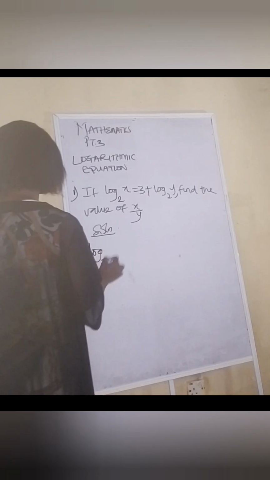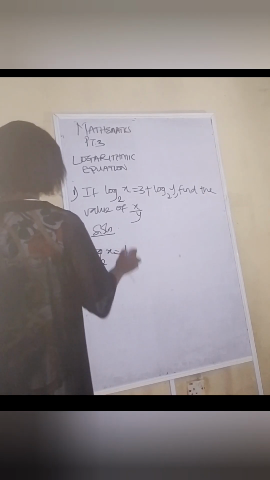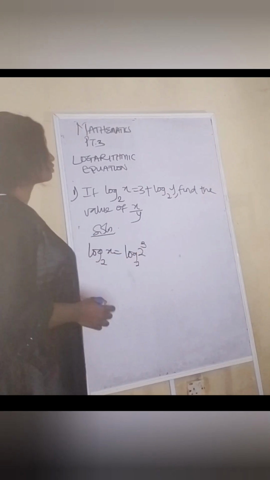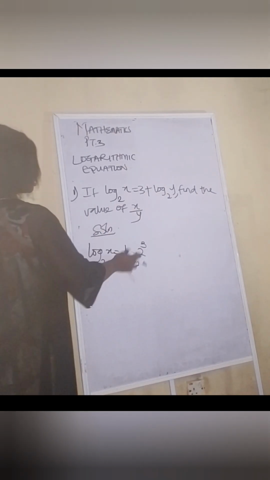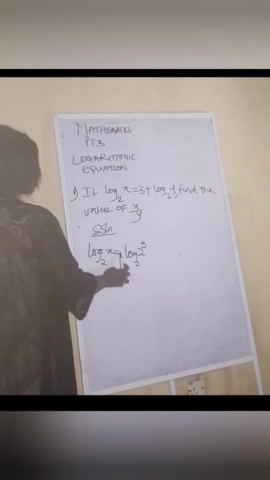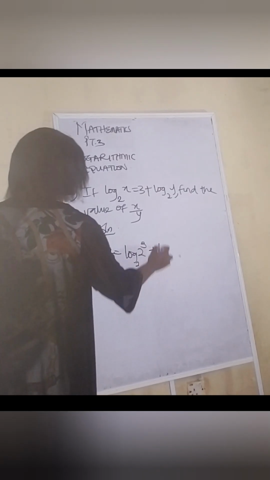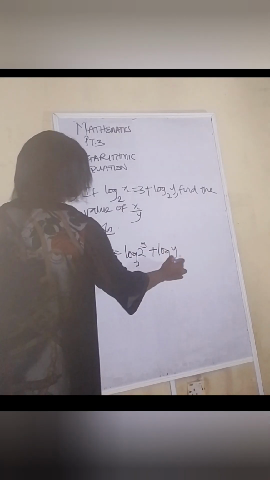So this 3 now, we change this 3 to log. So how are we going to do that? If you observe, everything is now in base 2. Okay, so we now have log 2 base 2 raised to power 3. Do you get it now? So when this 3 comes here, log 2 base 2 gives you 1. So 3 times 1 is 3. So that's how we got that. So log y base 2.